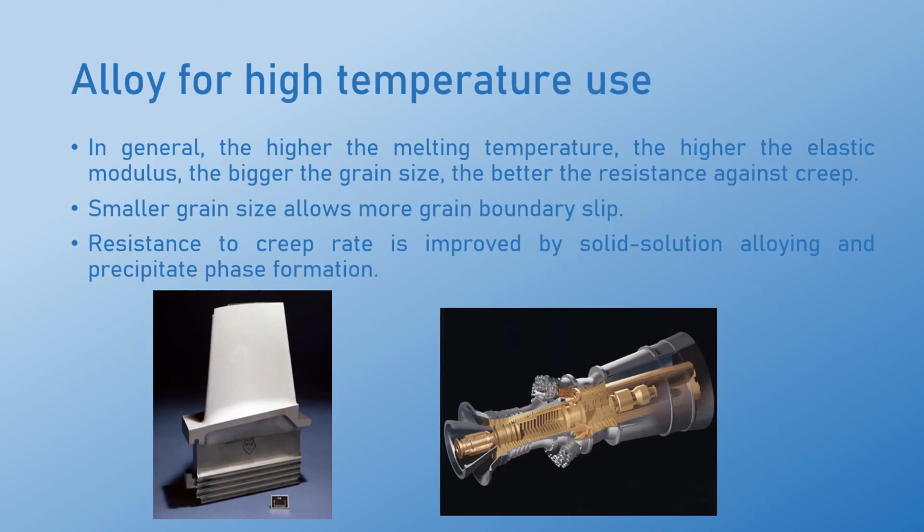In order to overcome creep, we would need alloys for that. In general, the higher the melting temperature, the higher the elastic modulus, and the bigger the grain size, the better the resistance against creep. Why is that? Because smaller grain size allows more grain boundary slip.